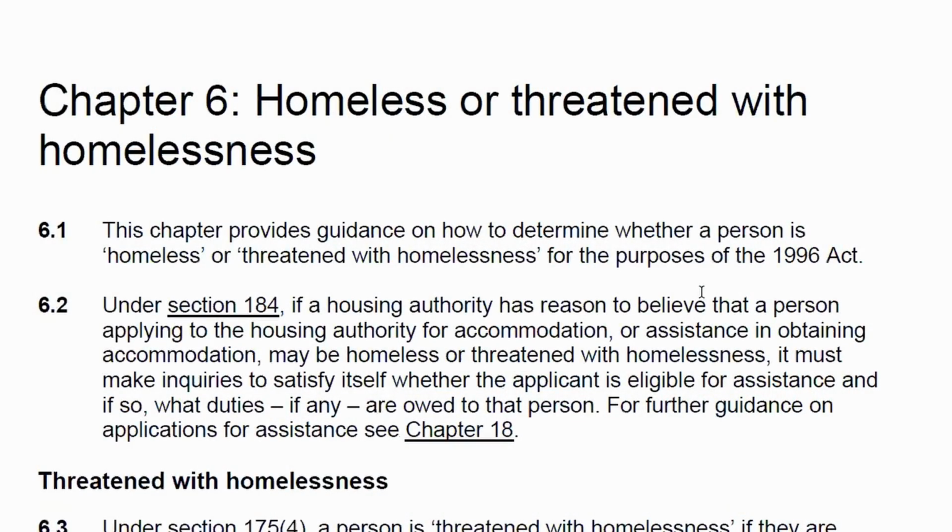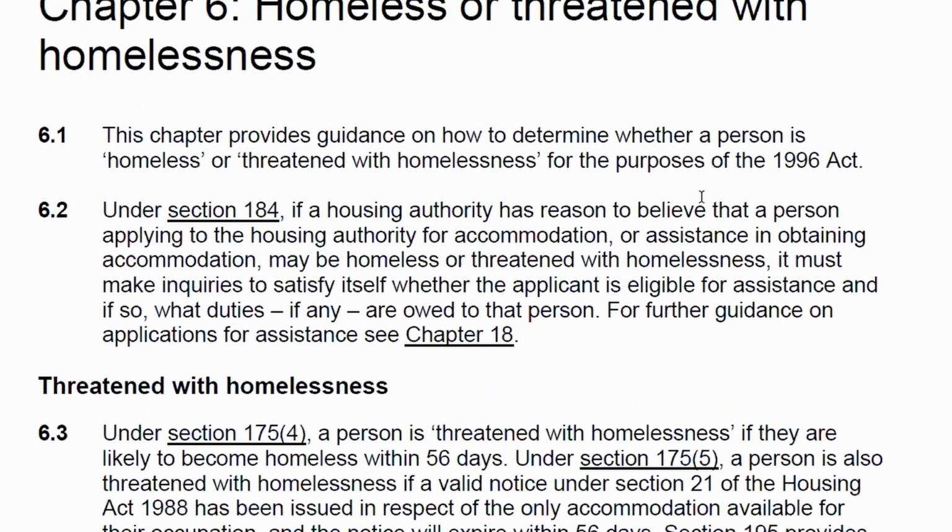Homelessness Code of Guidance, Chapter 6, Homeless or Threatened with Homelessness. This chapter provides guidance on how to determine whether a person is homeless or threatened with homelessness for the purposes of the 1996 Act. 6.2. Under Section 184, if a housing authority has reason to believe that a person applying to the housing authority for accommodation or assistance in obtaining accommodation may be homeless or threatened with homelessness, it must make inquiries to satisfy itself whether the applicant is eligible for assistance, and if so, what duties, if any, are owed to that person. For further guidance on applications for assistance, see Chapter 18.